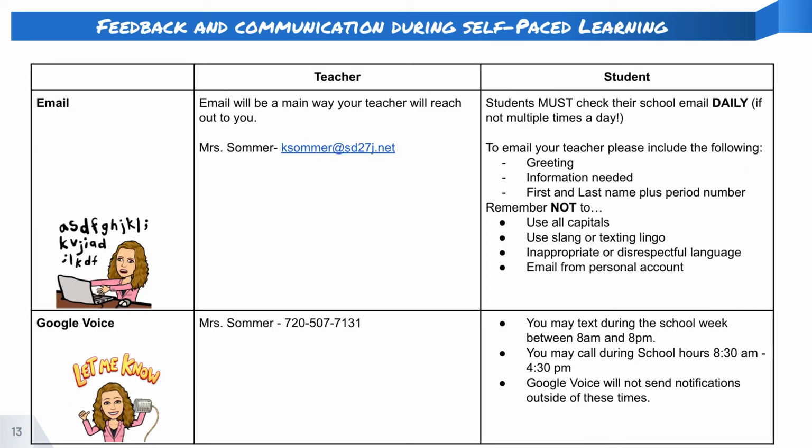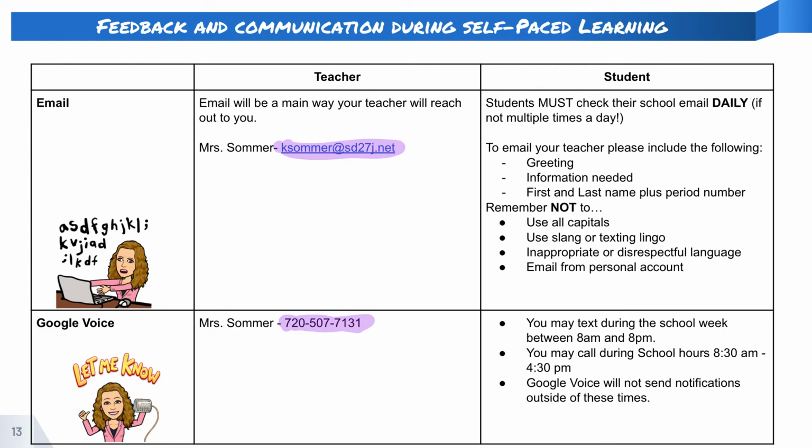Feedback and communication. How can you get a hold of me? Email or text messaging is probably the easiest way. My Google Voice school issued phone number is this. My email is here. Make sure you're spelling my name correctly. There's no S at the end and there's no U. It's Mrs. Sommer, but it's spelled with an O and no S at the end.